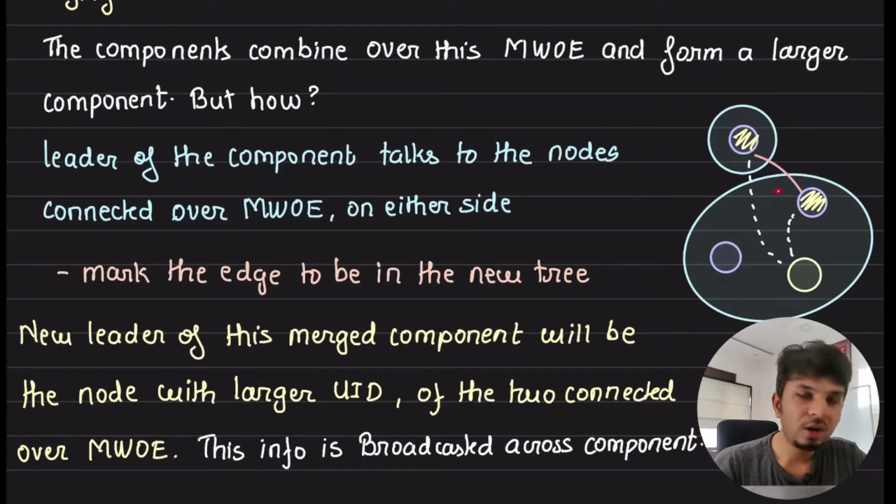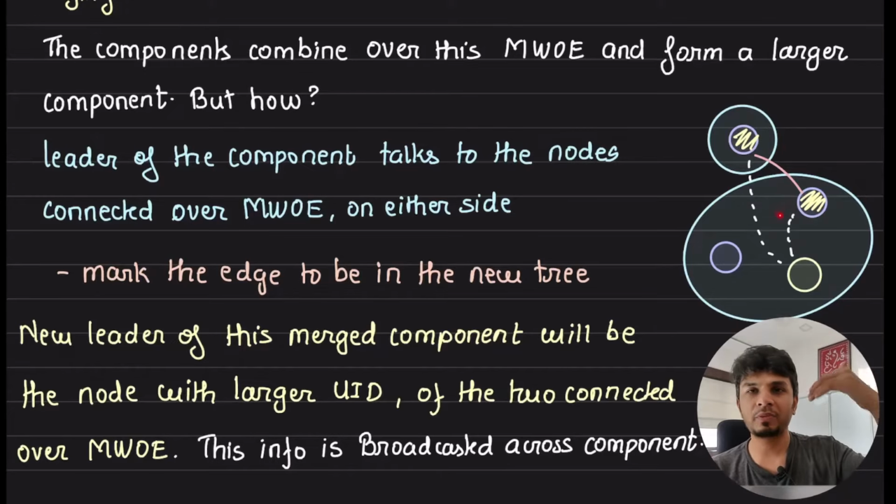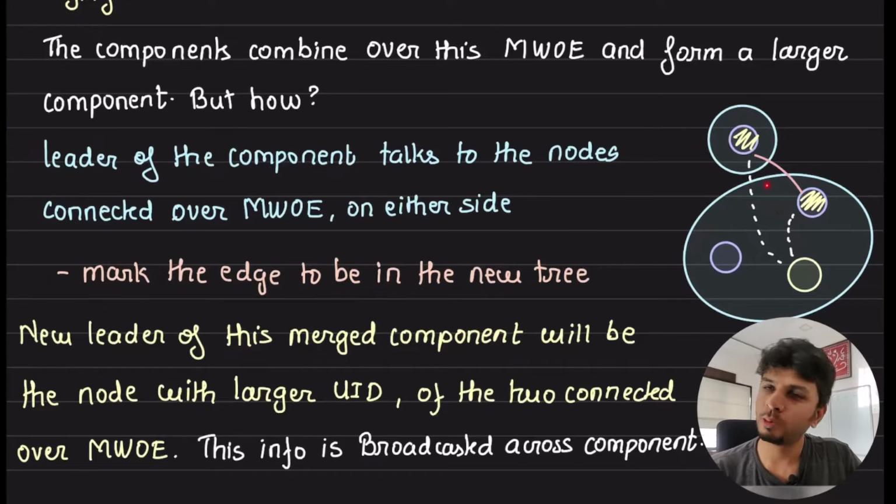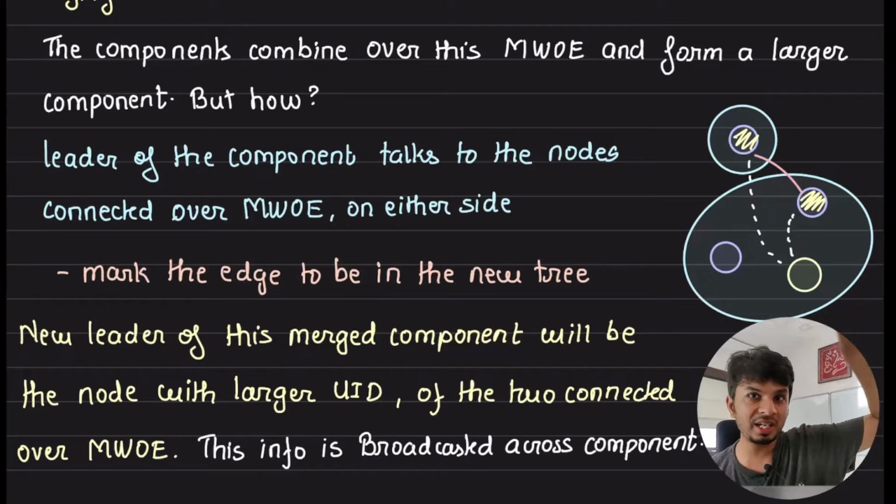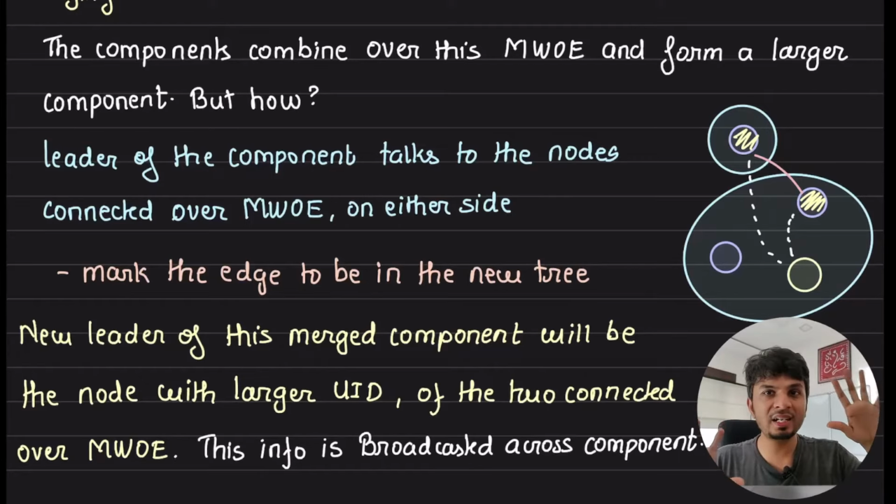So the leader would send a message to both the nodes connected via this MWOE to tell them, hey, change your edge to say that we are part of this one component. Both of the nodes agree and they change it. And as soon as they change it, this forms a singular component. But now the other component has its leader, and this component also has its leader. Now how would the leaders be merged?